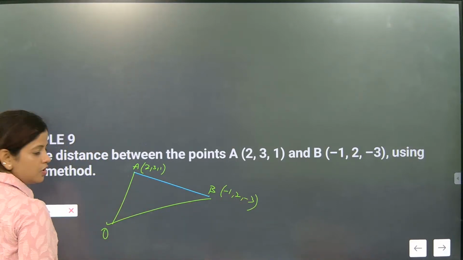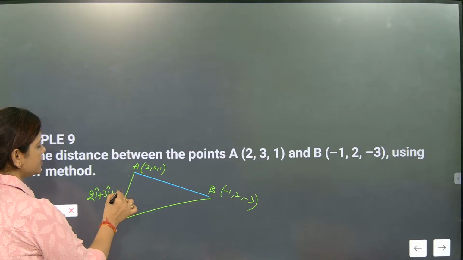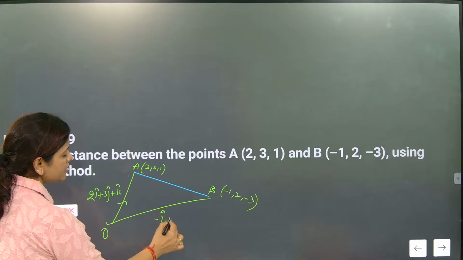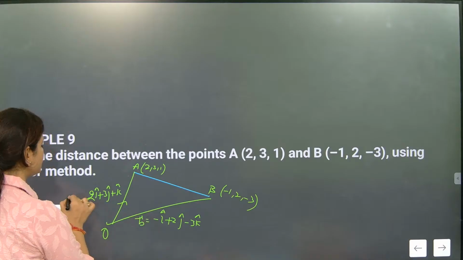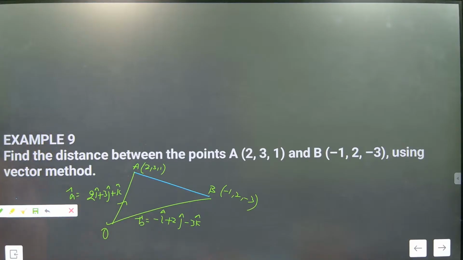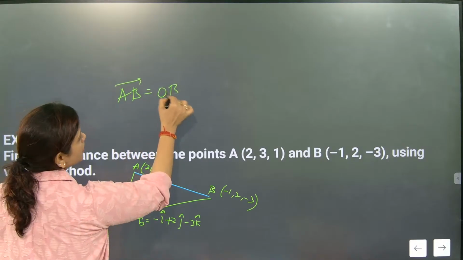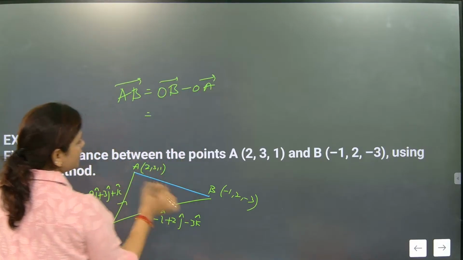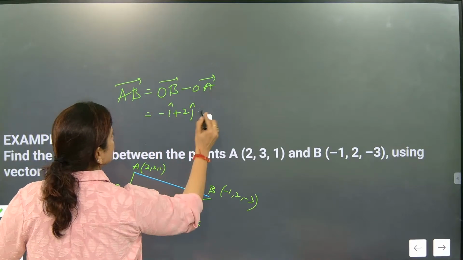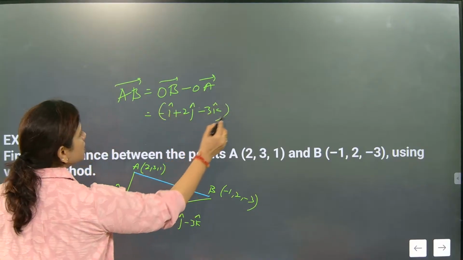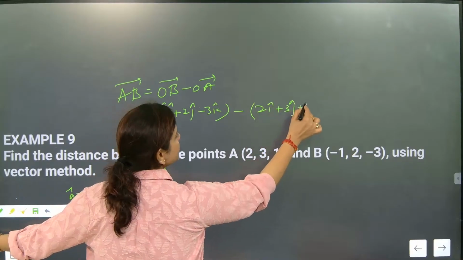Connect it with O. So this part will become 2i cap plus 3j cap plus k cap. This part will become minus i plus 2j minus 3k cap. This we will take as b vector, and this one we will take as a vector. So what will the distance formula be? They are asking the distance of AB vector. So AB vector will be OB vector minus OA vector. What is OB? Minus i plus 2j minus 3k minus OA vector. What is the OA vector, beta? 2i plus 3j plus k.